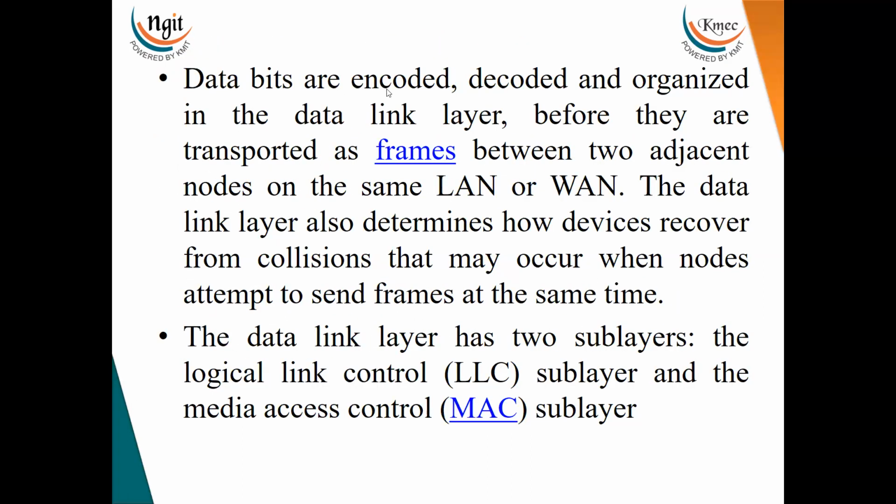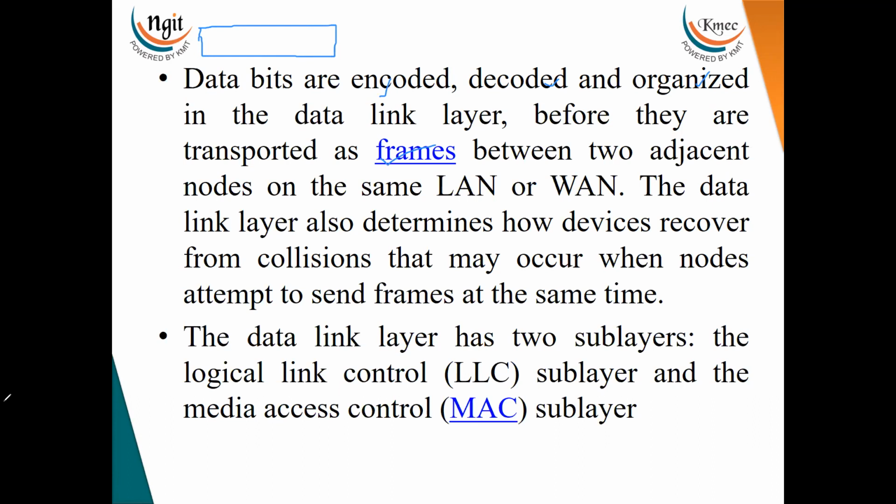It means the data bits are encoded, decoded, and organized in the data link layer before they are transmitted as a frame. Whenever data is transmitted between two systems, the data is formed in the form of frames. The data link layer also determines how devices recover from collisions, which may occur when nodes attempt to send the frames.